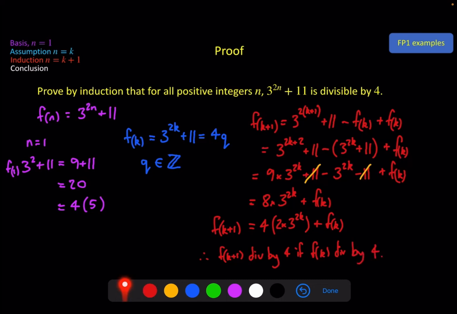And then we come to our conclusion step. As usual, we know that this is true. And we have proven that if it's true for n equals 1, it must be true for n equals 2. And if it's true for n equals 2, it must be true for n equals 3, and so on and so on. So these two together give us our statement, true for all natural numbers.